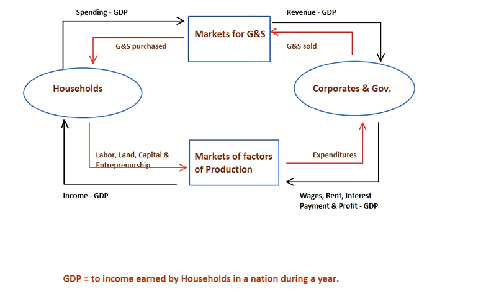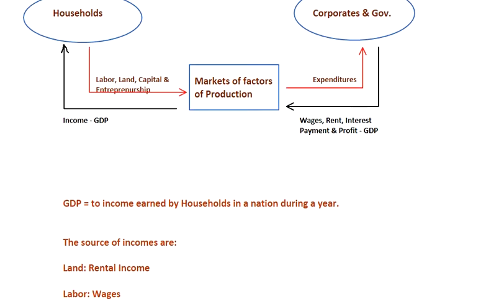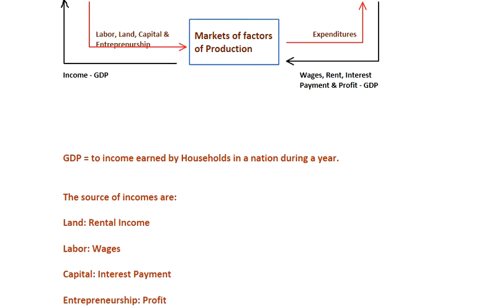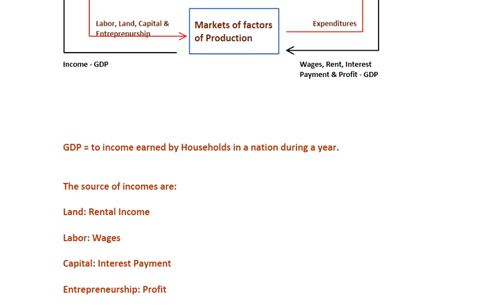The sources of income in an economy that create revenue for households are, as we said, land, labor, capital, and entrepreneurship. Let's understand each of them. What is land? You give your land or any kind of buildings or rooms or any kind of capital, let's say, that you use for rent and receive income, so it is called rental income.